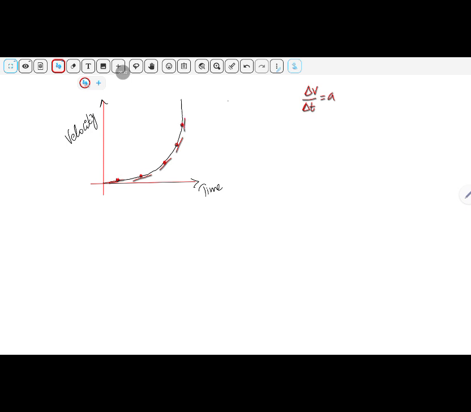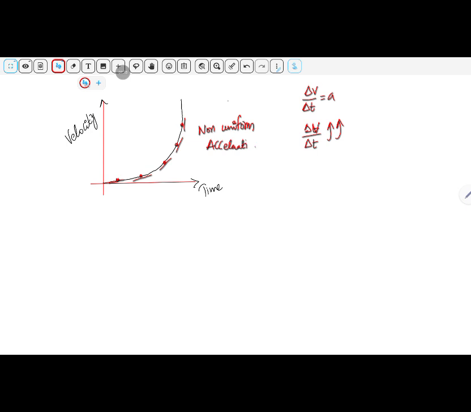Now if you observe clearly, the slope of each and every line is getting increased, which means delta v by delta t is getting increased as the slope increases. It means that it is the graph of non-uniform acceleration, because the slope is not constant.